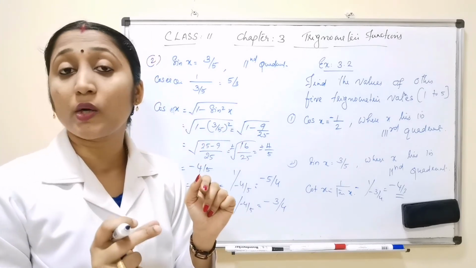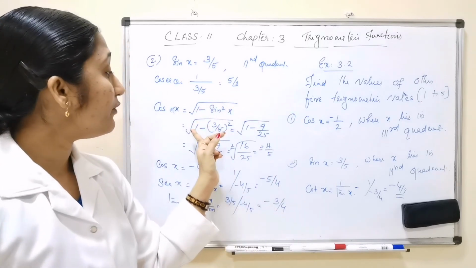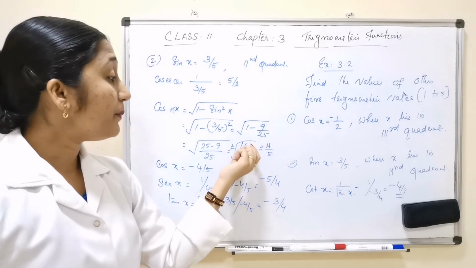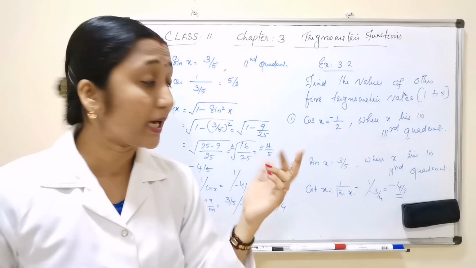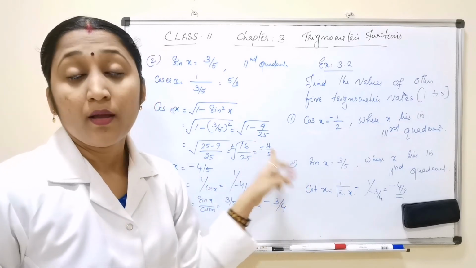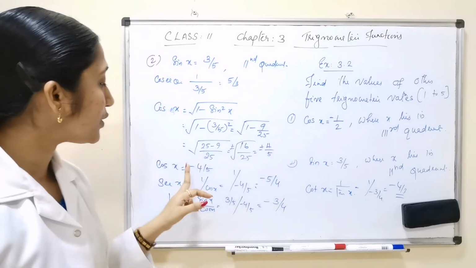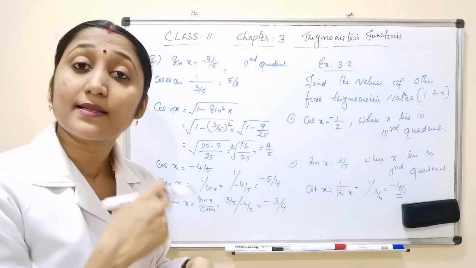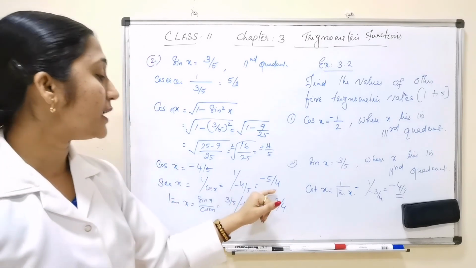Cos x, based on the identities, is the square root of 1 minus sin square x. We have to substitute the values, then 1 minus 9 by 25. From the root we will get plus or minus, that means plus or minus 4 by 5. It is in the second quadrant, so cos theta will be negative. That is why we took minus 4 by 5. If you got the cos value, what is sec? It is the reciprocal, that is 5 by 4. Next, sec is minus 5 by 4.